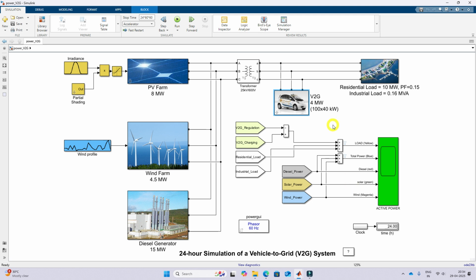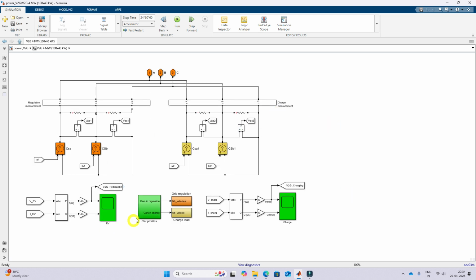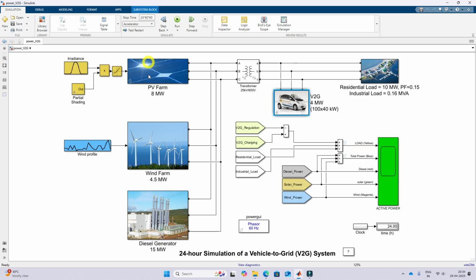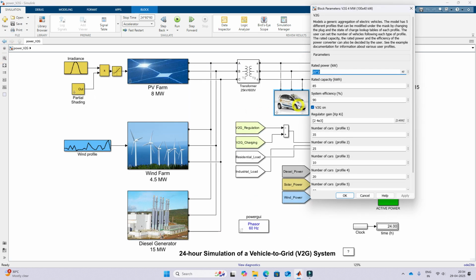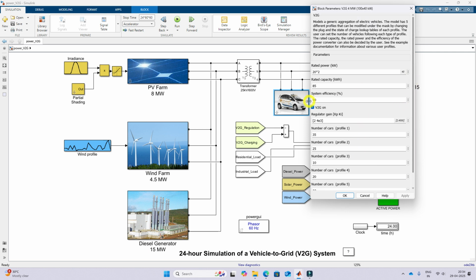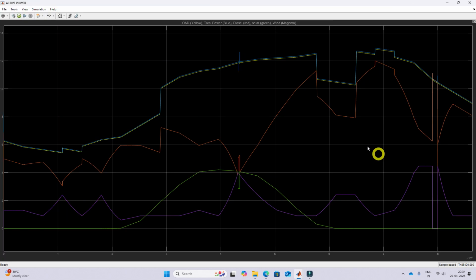So here if you want you can change any parameter, like charging profile. Here you can set the number of cars in profile 1, profile 2, profile 3. So here you can click, here the V2G is on mode, we can apply it and then you can see the result also without V2G on mode. So how the system is working.